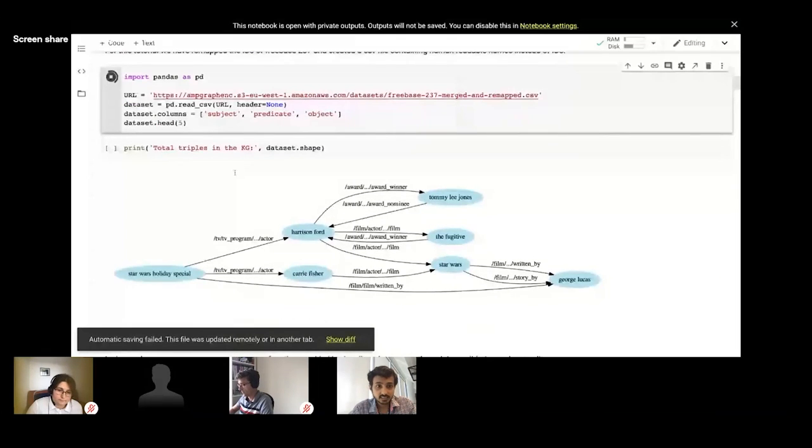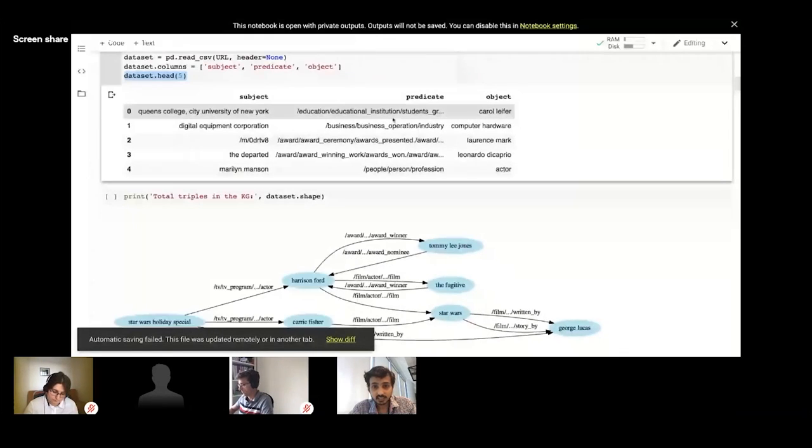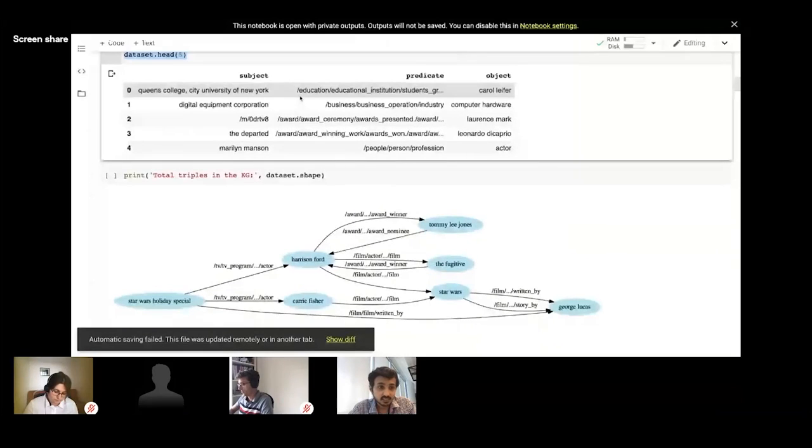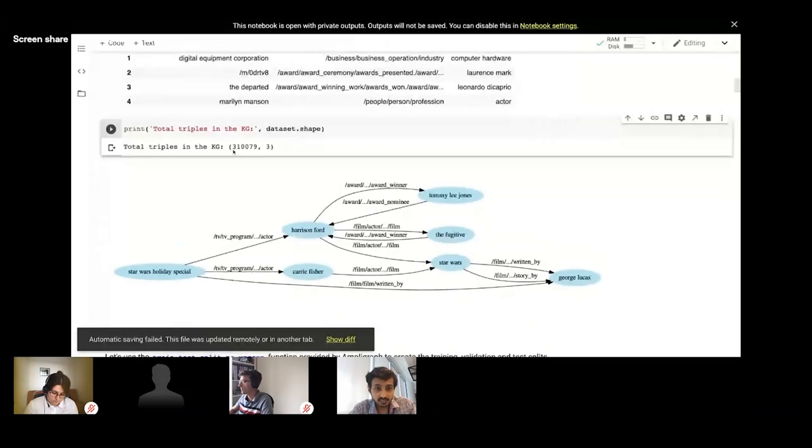As you see here, in this dataset you have triples made of subject, predicate, and object. I'm showing you the first five triples. You can see Queen's College, an educational institution where Carol Leifer studied. So you have triples like this. If I run this, I'll know how many triples are there in our dataset, and you see here we have close to 300,000 triples.